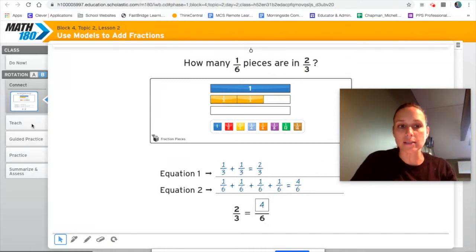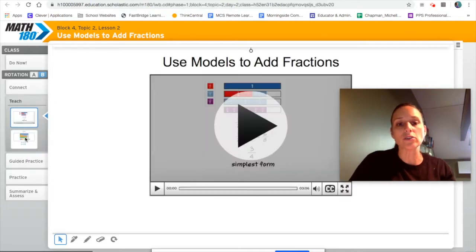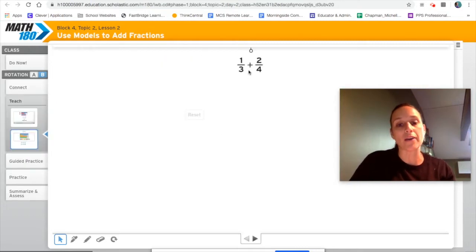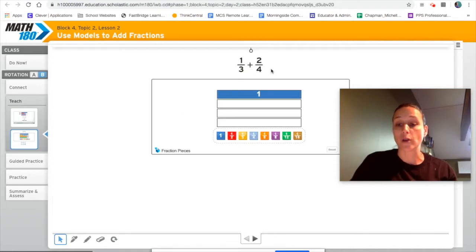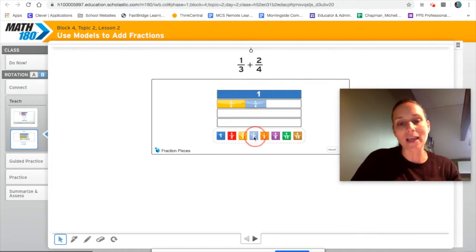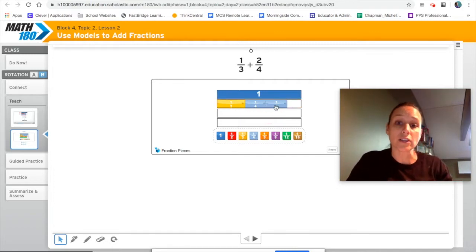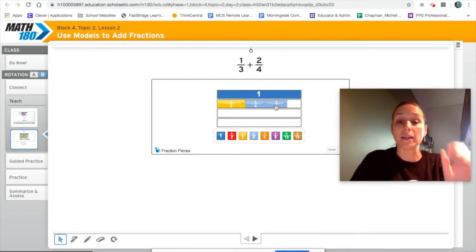Today, we're going to take that a step further as we start to look at what happens when you have those unlike denominators and you're trying to add those fractions together. So if I begin with my model as always, and I put my 1/3 on there, and then I put my 2 1/4 pieces next to it, I can see I can't add these together because they're not the same size pieces. And in fractions, equal pieces is the foundation. So what I have to do is find a denominator that both 1/3 and 1/4 share.